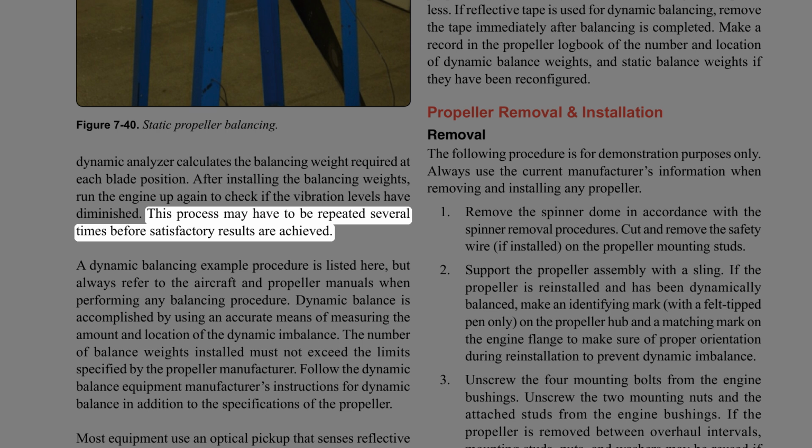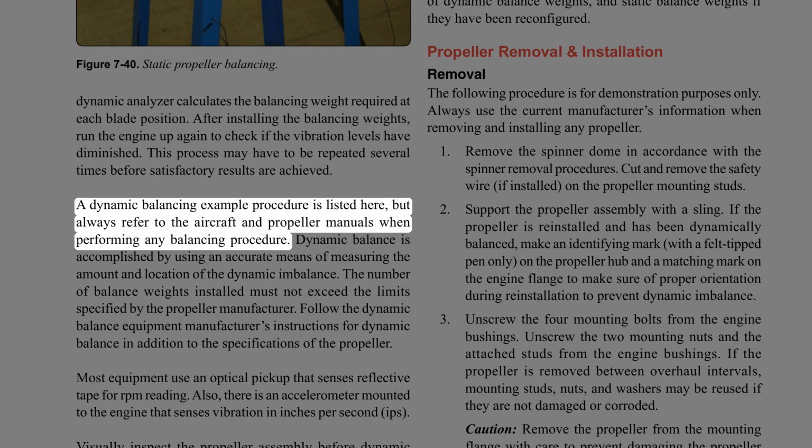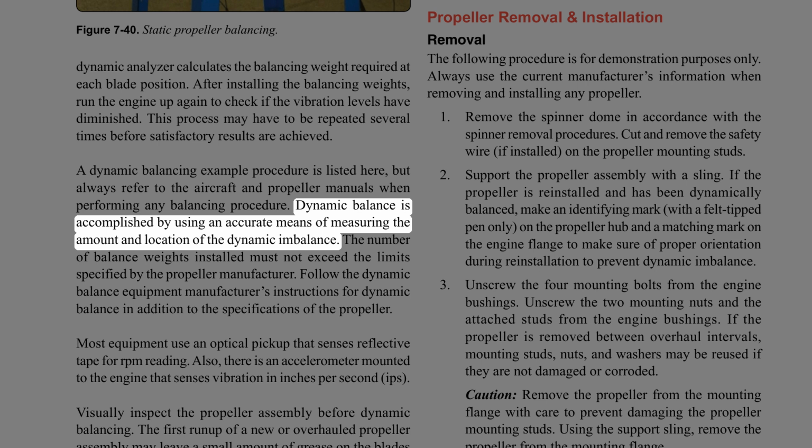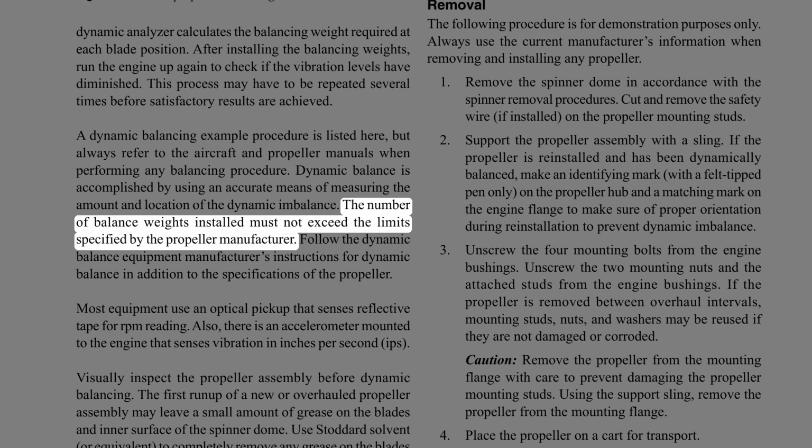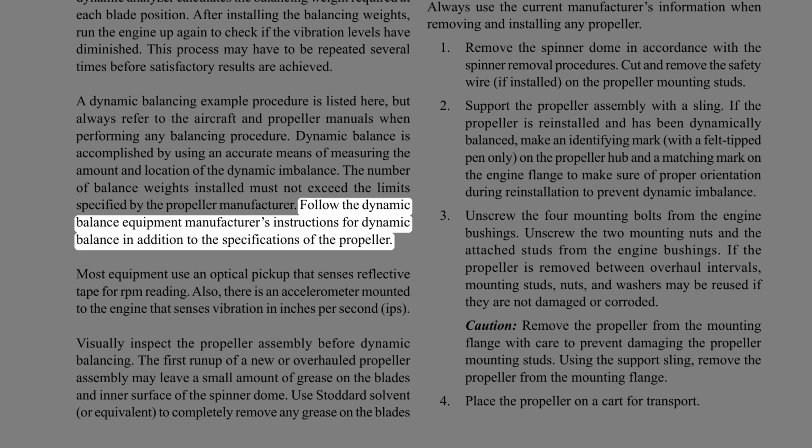This process may have to be repeated several times before satisfactory results are achieved. A dynamic balancing example procedure is listed here, but always refer to the aircraft and propeller manuals when performing any balancing procedure. Dynamic balance is accomplished by using an accurate means of measuring the amount and location of the dynamic imbalance. The number of balance weights installed must not exceed the limits specified by the propeller manufacturer. Follow the dynamic balance equipment manufacturer's instructions for dynamic balance in addition to the specifications of the propeller.